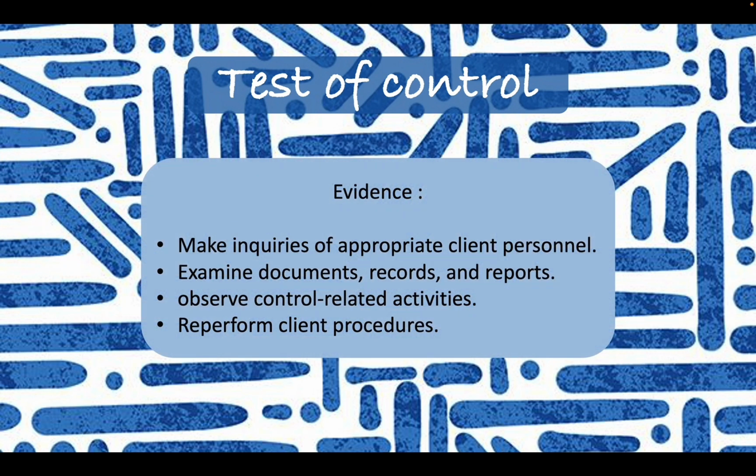The first evidence is inquiry and observation. The purpose of this evidence is to understand how internal controls are designed and how they operate. The second evidence is inspection of documents and records. The purpose is to examine supporting documentation and records related to internal controls. Lastly, re-performance. The purpose is to independently execute a control procedure to validate its effectiveness.